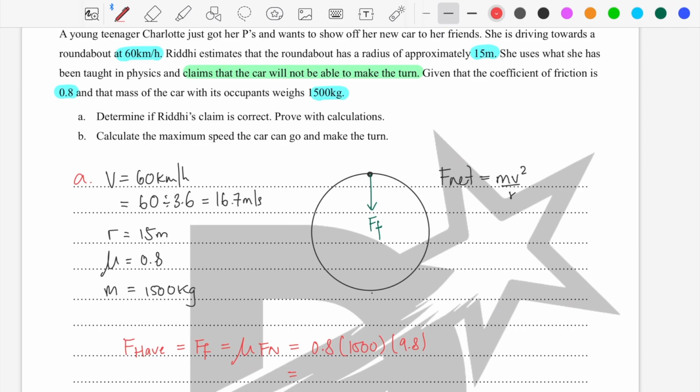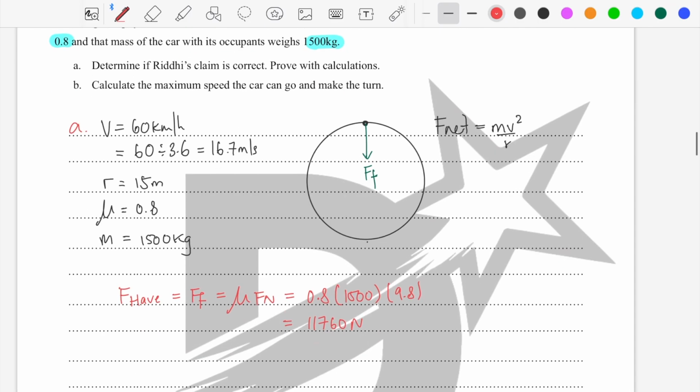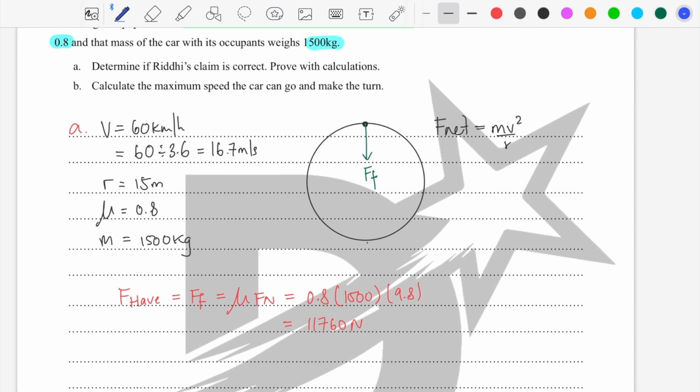0.8 times 1,500 times 9.8, and as you can see, we get 11,760 newtons. So what this means is this is how much force the car can generate from its tires. Now we need to check how much force we need, right?